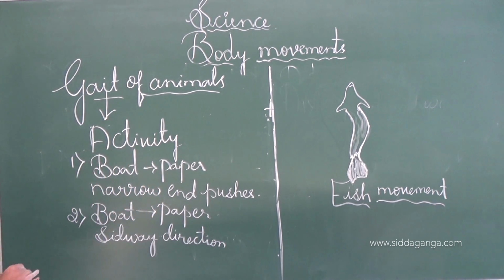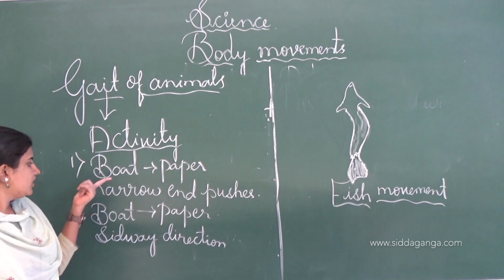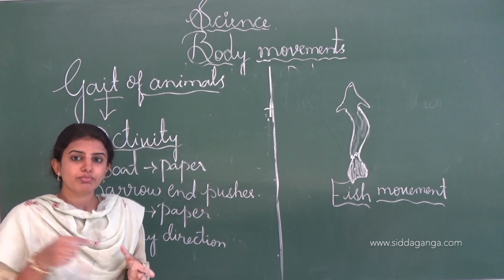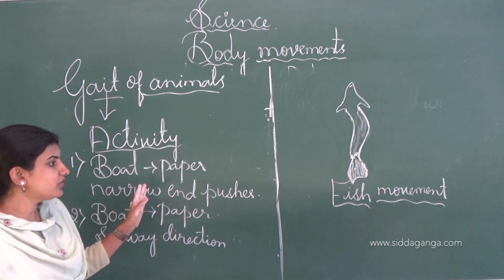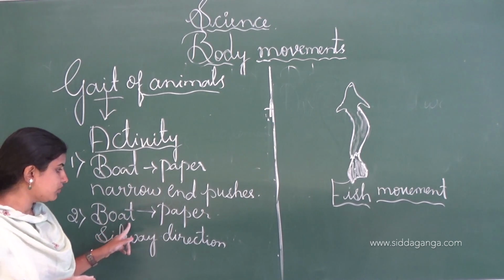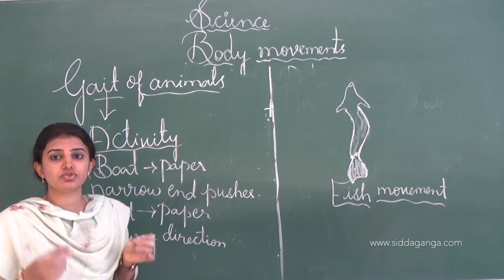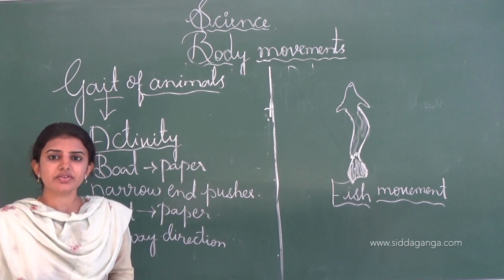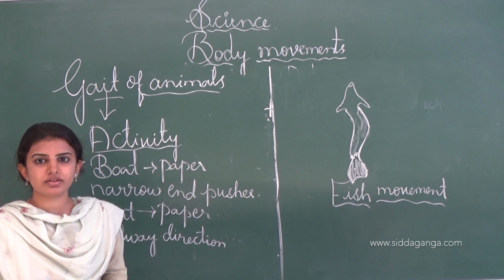In this activity we take a paper boat which has a narrow end, keep it in the water, and slowly push it by the narrow end in the forward direction, and thereby the boat will easily float in the water. Whereas in the second condition, we take the paper boat and move it sideways. When we move it sideways, the water present in the bowl or container enters and the boat will sink in the water.